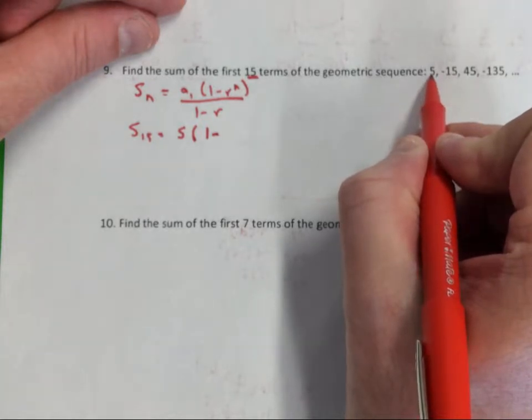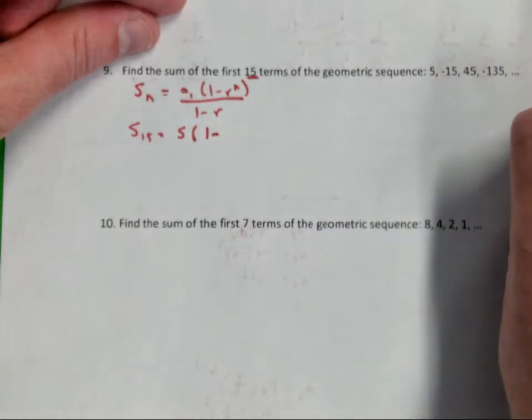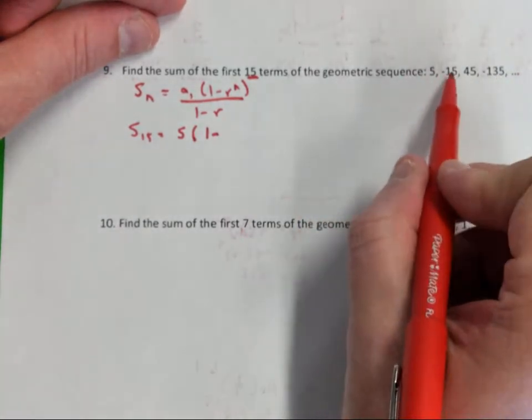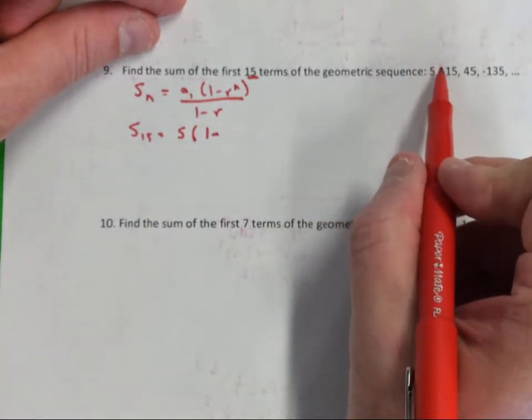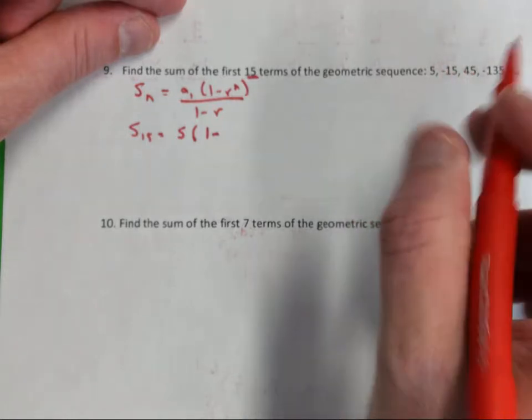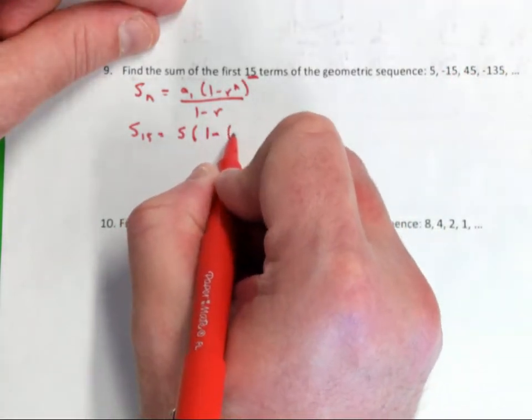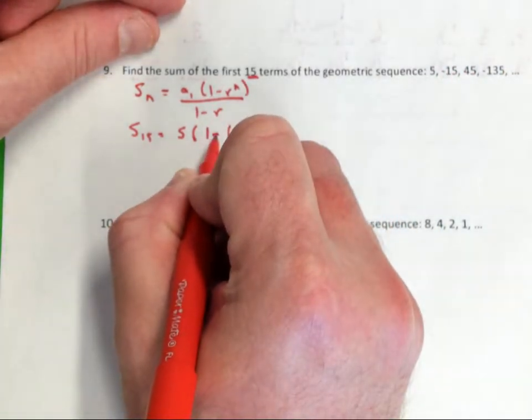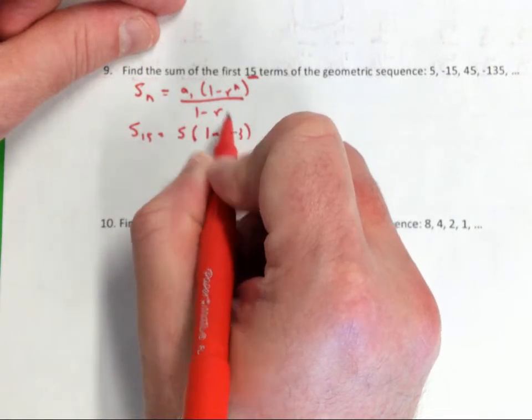Negative 3. Because it's geometric, we're going to divide. If this is arithmetic, you would have subtracted. Does everybody understand that? So I'm going to plug negative 3 in. And I put in parentheses not to get this minus and this minus confused.